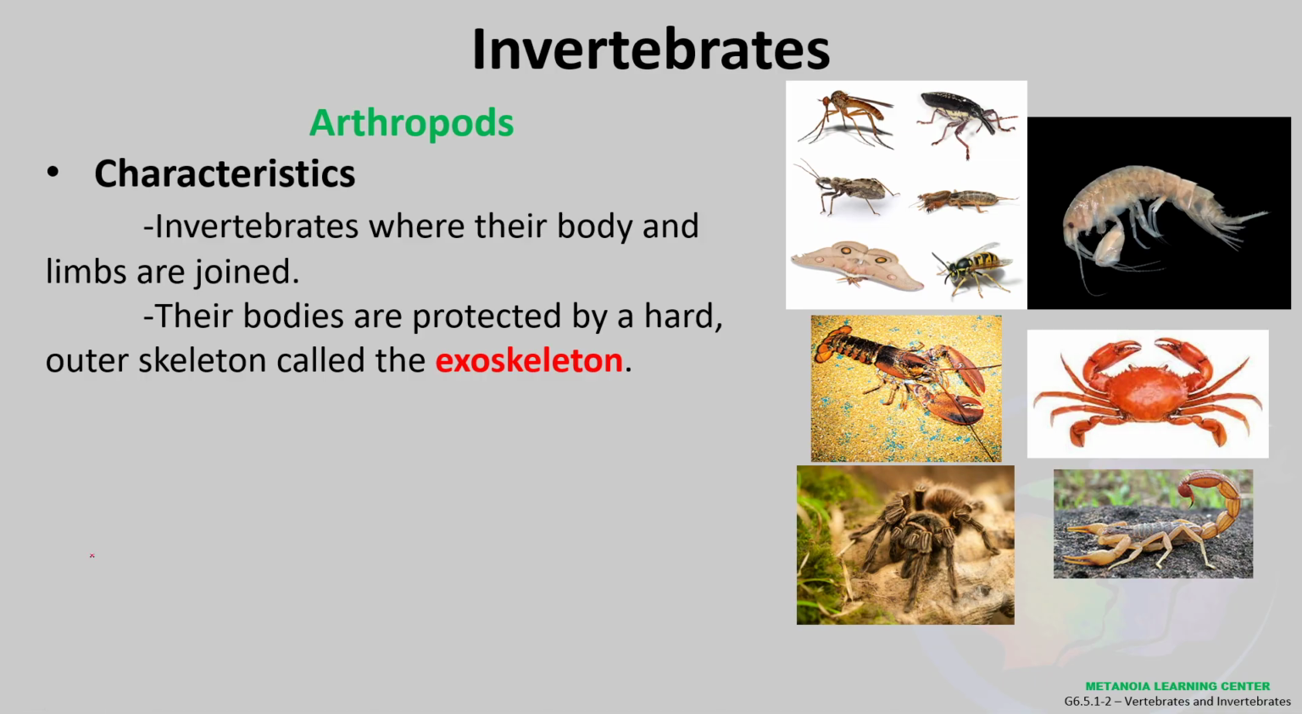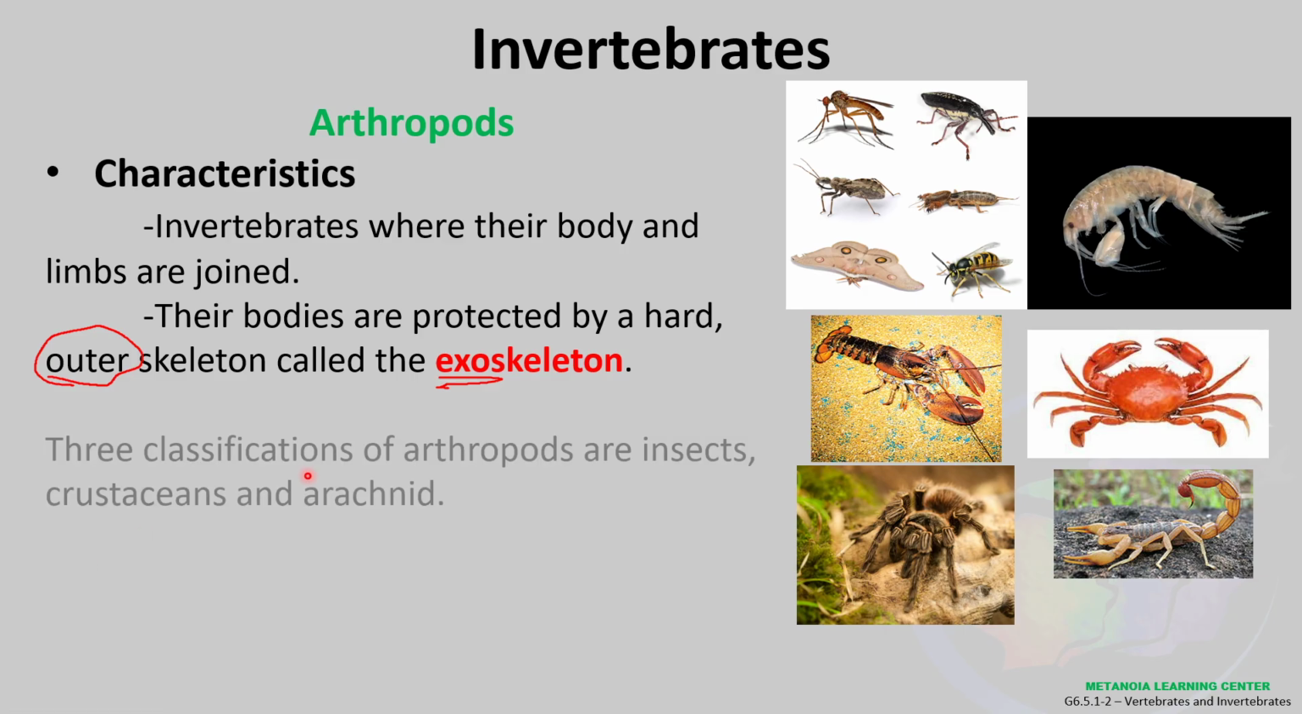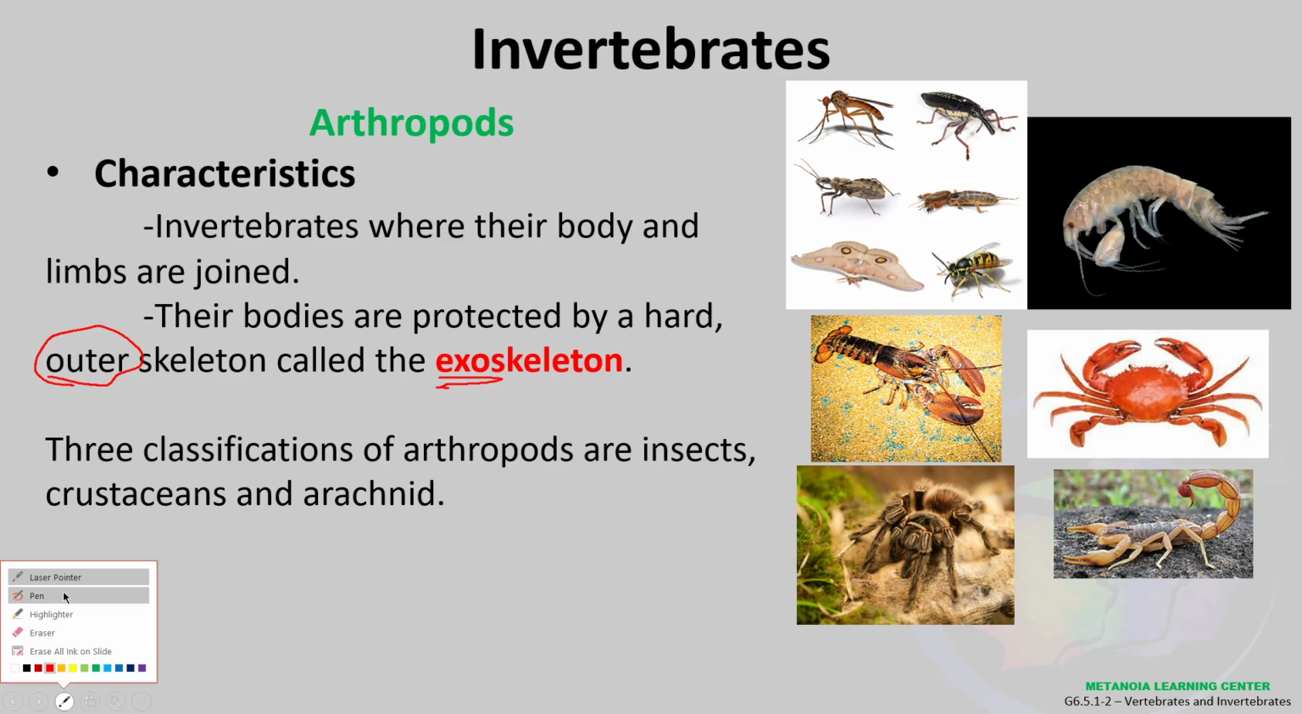Earlier, endoskeleton. Now, exoskeleton refers to the outer skeleton. Okay? That's why I was asking you to take note earlier. So, the 3 classifications of arthropods are insects. Here we go again, another classification. Insects, crustaceans, and arachnids. Those are usually spiders and scorpions.